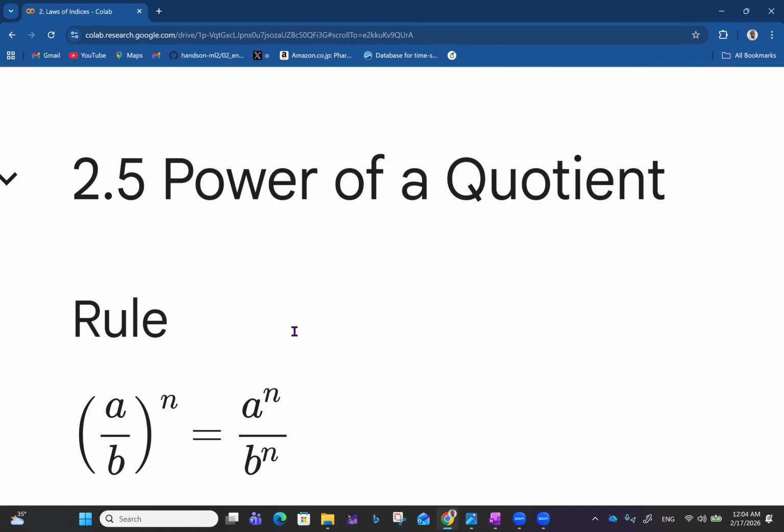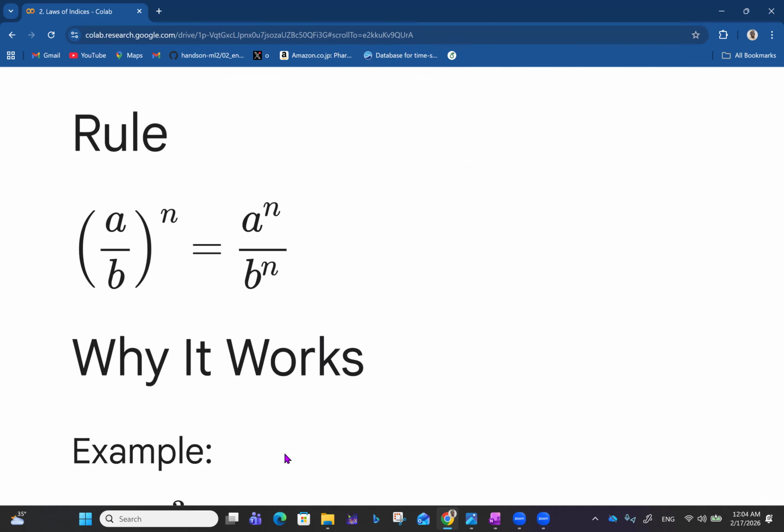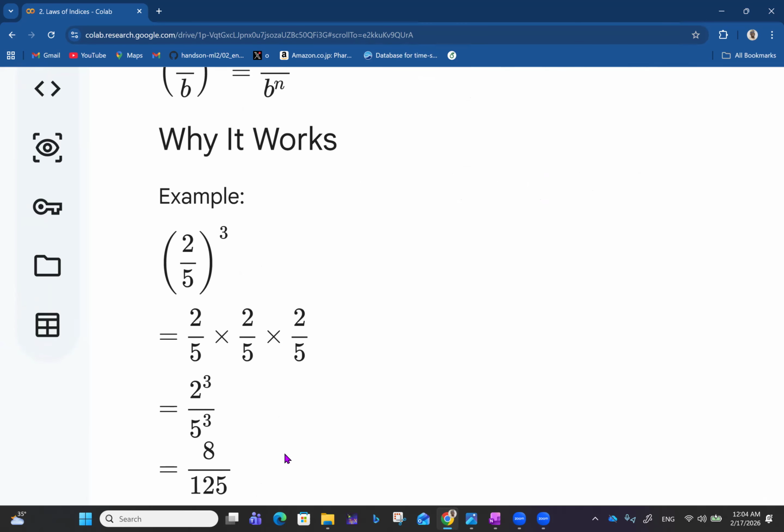So quotient is the result of division, right? So imagine a over b. That's the quotient here. So if you raise a over b to a power n, you can also have it as a raised power n divided by b raised power n. So why does that work?